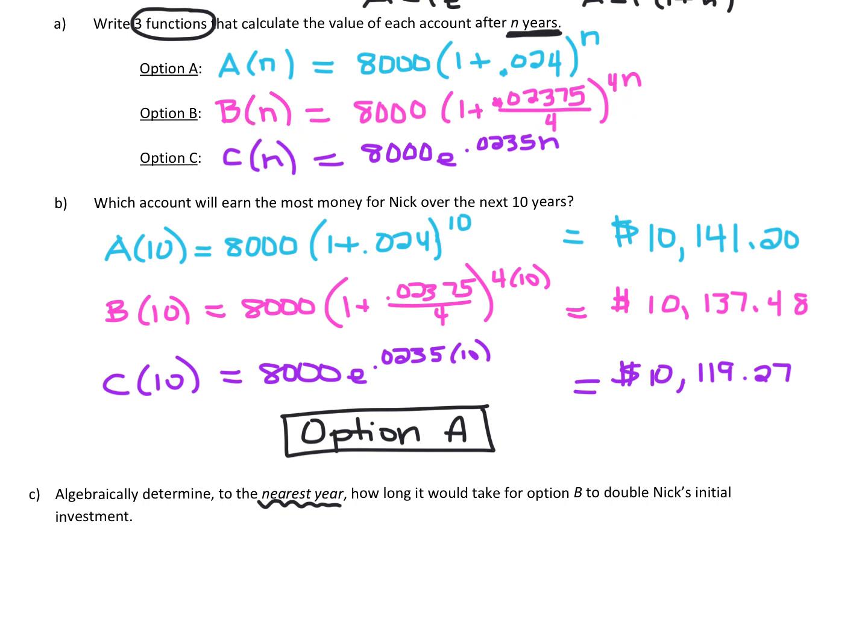Now, if we wanted to determine to the nearest year how long, doesn't that mean we're solving for the time? So we're solving for n. That means we need to plug in something for B of n into the left side of the equation. Well, if we want to know how long it will take for Nick's initial investment to double, let's just double his initial investment. So if his initial investment was 8,000, if you double that, we want to know how long it will take to grow to 16,000. So we're going to plug in 16,000 for B of n. Again, all I did was copy down option B, but I replaced the B of n with 16,000. Okay, so let's solve this.